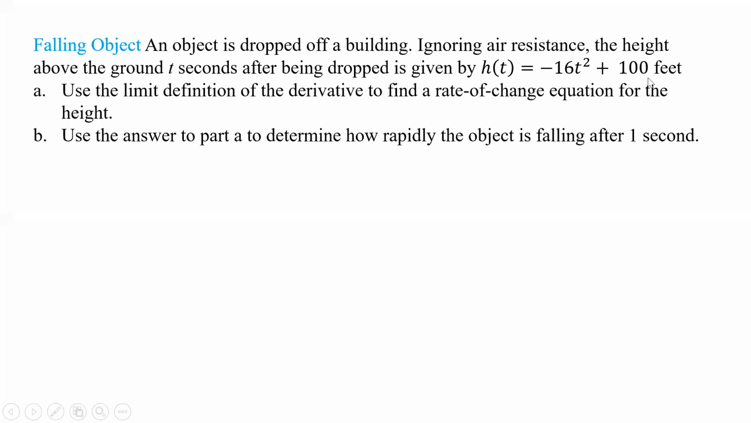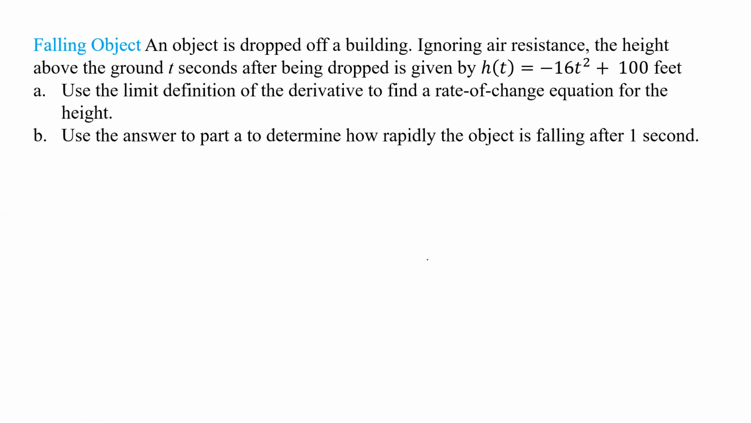All right, so let's get to application problems. And we're going to basically do the same thing, except now we have some words to go along with it. So it says an object is dropped off a building, ignoring air resistance. The height above the ground t seconds after being dropped is given by the function h of t equals negative 16t squared plus 100 feet. Use the limit definition of derivative to find the rate of change equation for the height.